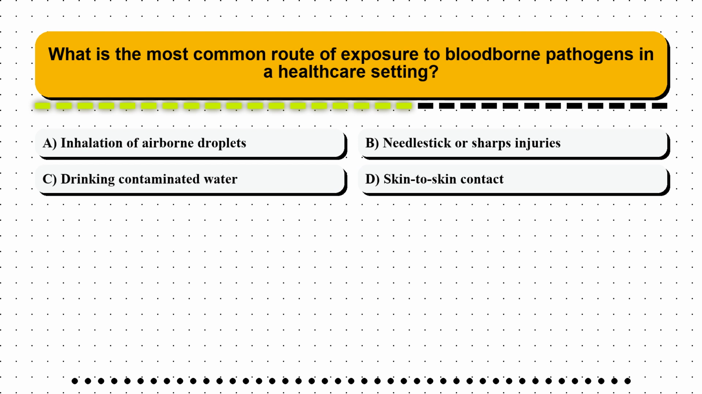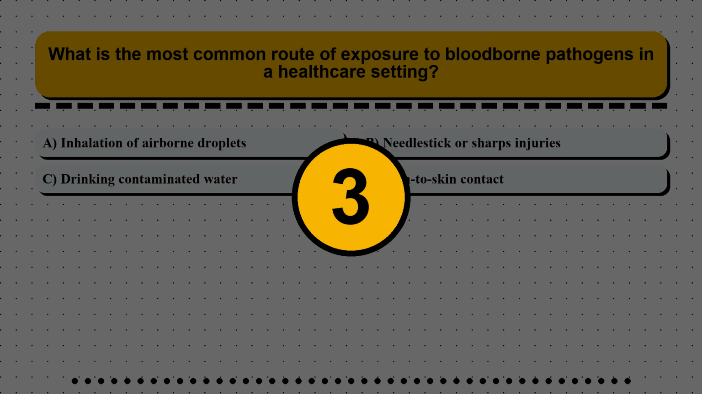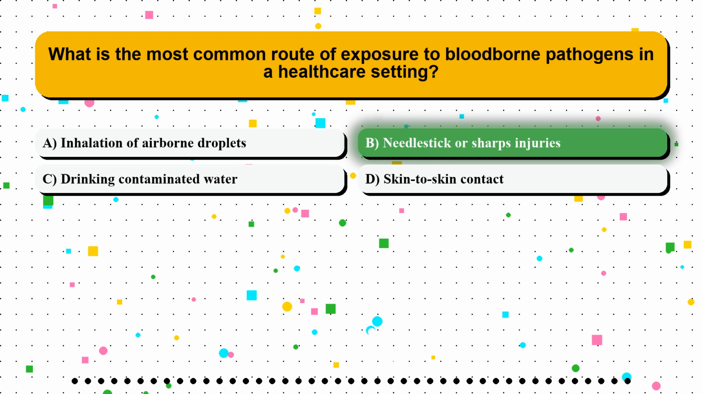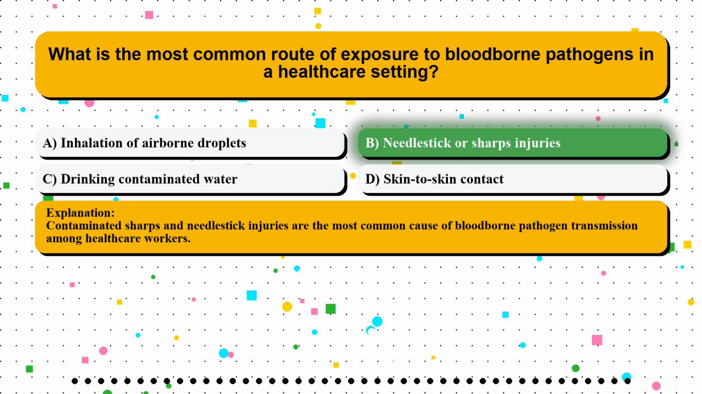Question 29. What is the most common route of exposure to bloodborne pathogens in a healthcare setting? Option A, inhalation of airborne droplets. Option B, needle stick or sharps injuries. Option C, drinking contaminated water. Option D, skin-to-skin contact. The correct answer is option B, needle stick or sharps injuries. Contaminated sharps and needle stick injuries are the most common cause of bloodborne pathogen transmission among healthcare workers.